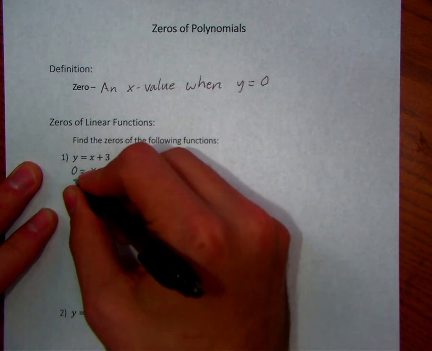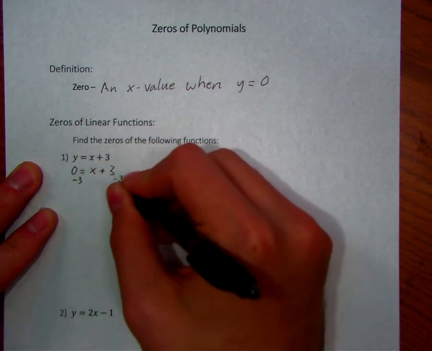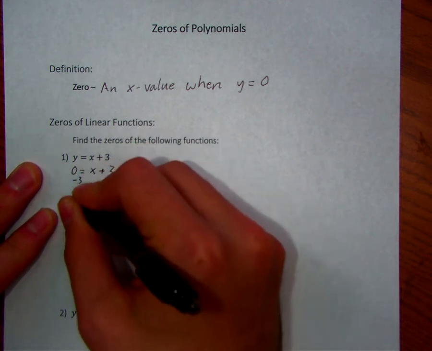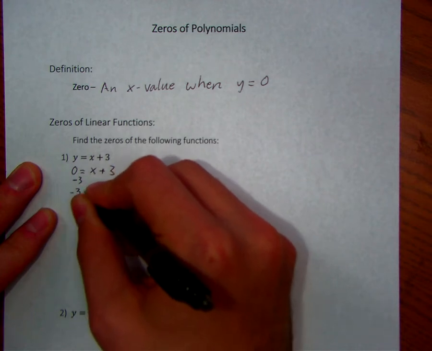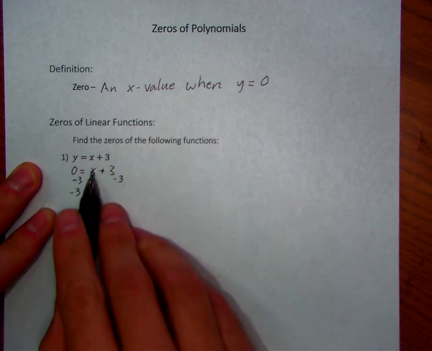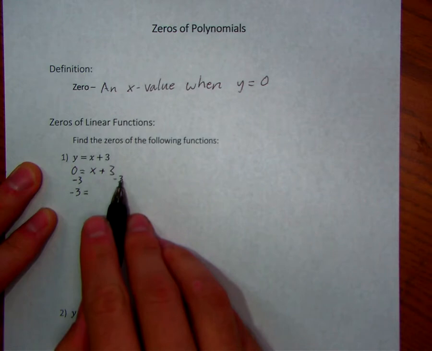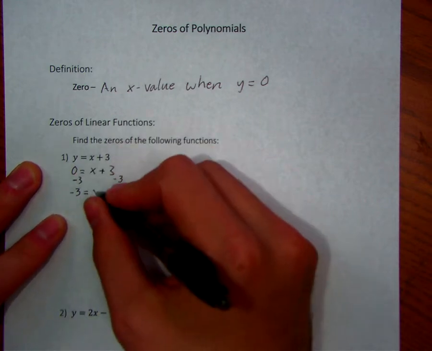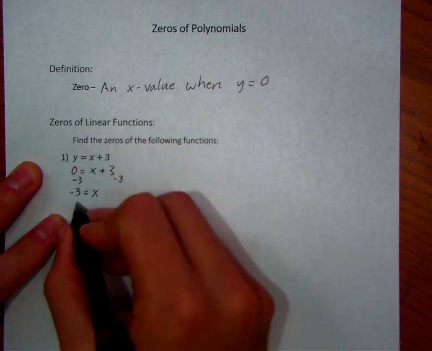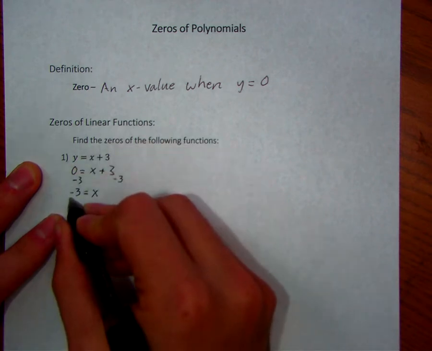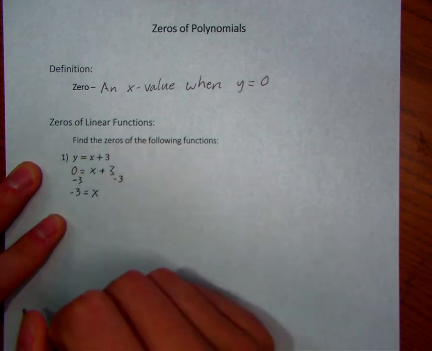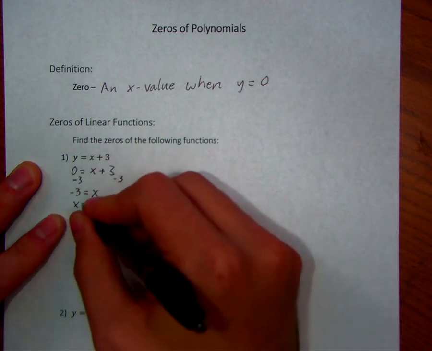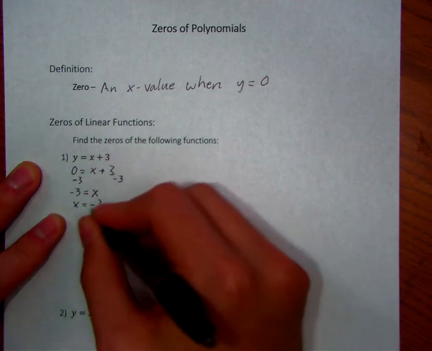So let's subtract 3 from both sides. So I've got 0 minus 3, I've got negative 3 over here. Negative 3 equals, I've got x plus 3 minus 3. If I add 3 and then take 3 away, I'm still just left with what I started with. So I found that negative 3 is equal to x. Another way to say that is just x is equal to negative 3. It doesn't matter what order I put it in.